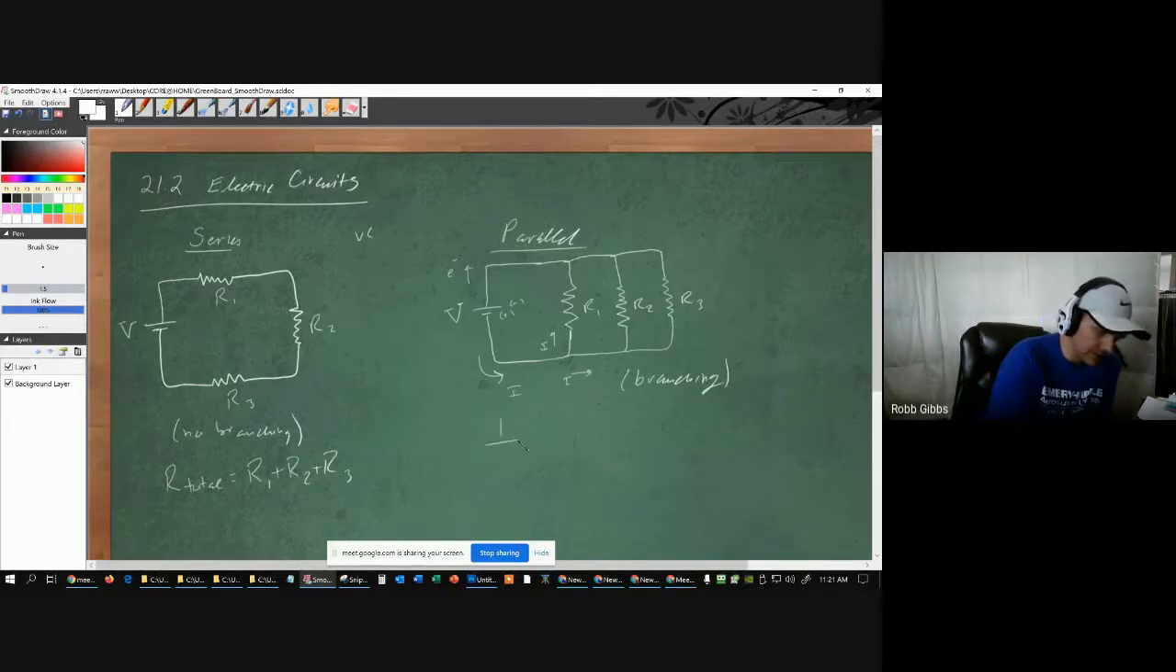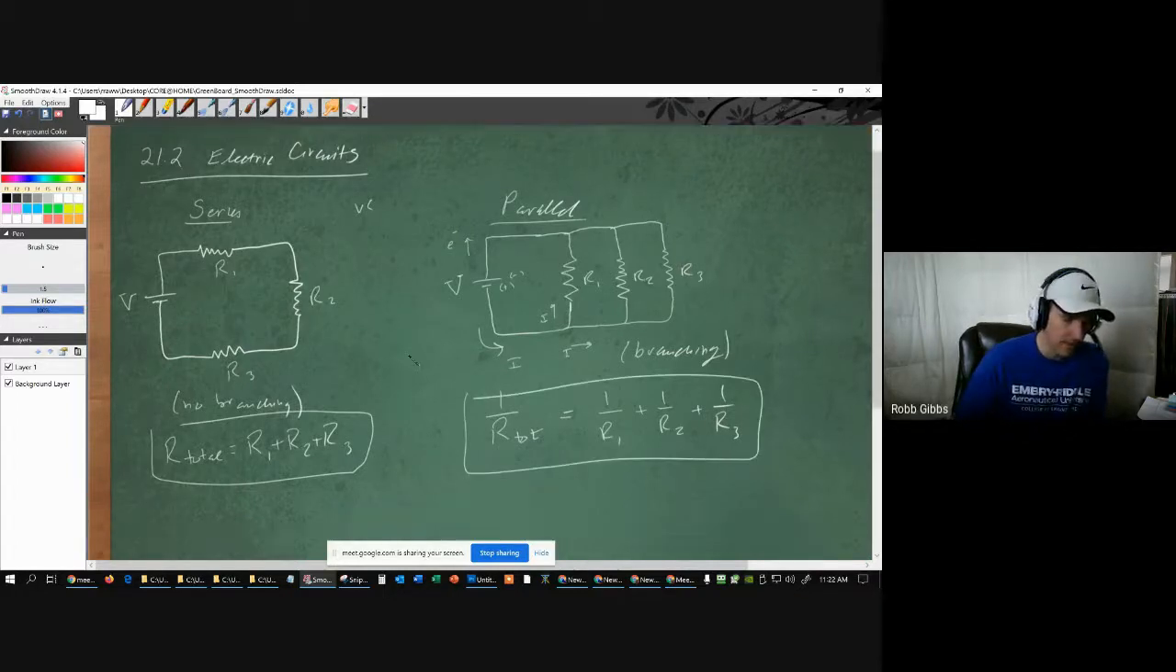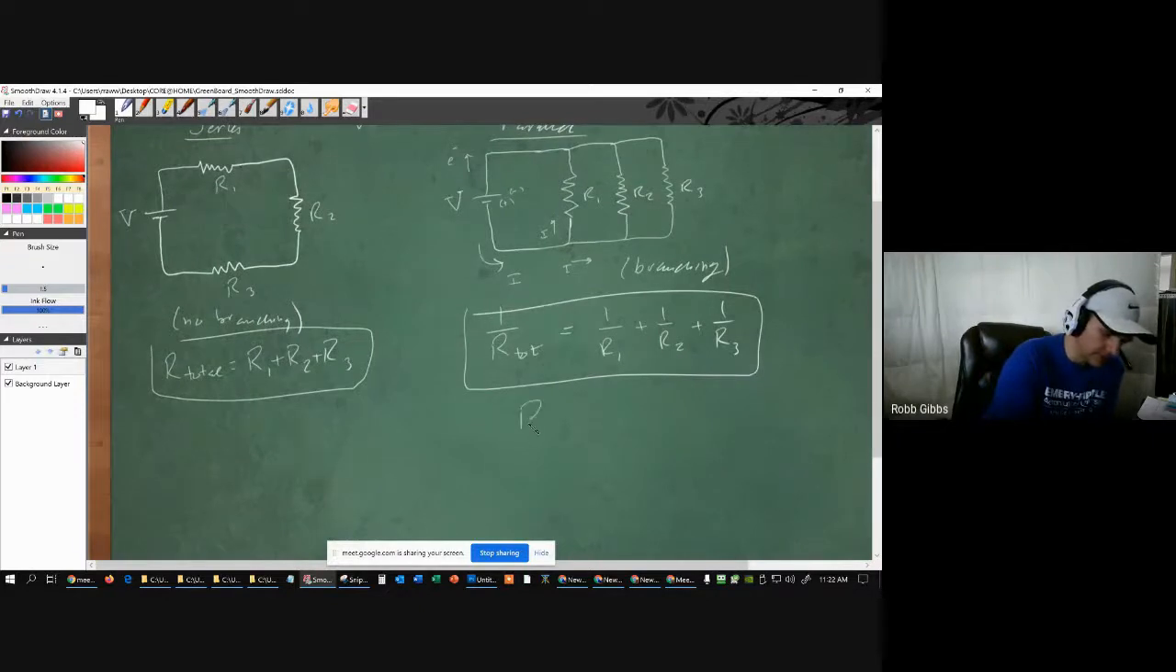And the total resistance in this circuit is actually given by this formula. 1 divided by the total resistance is 1 divided by R1 plus 1 divided by R2 plus 1 divided by R3. It's the reciprocal version, so to speak, of the total resistance in a series circuit. So these two formulas are going to be ones you want to know for this chapter. You can solve for the total resistance in a parallel circuit just by taking the reciprocal of both sides, right? And then you would have 1 over R1 plus 1 over R2 plus 1 over R3.